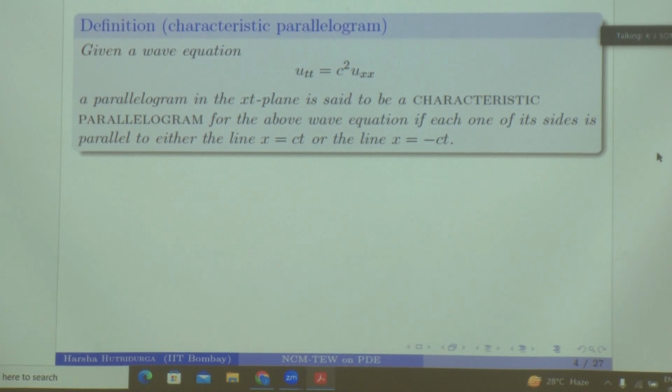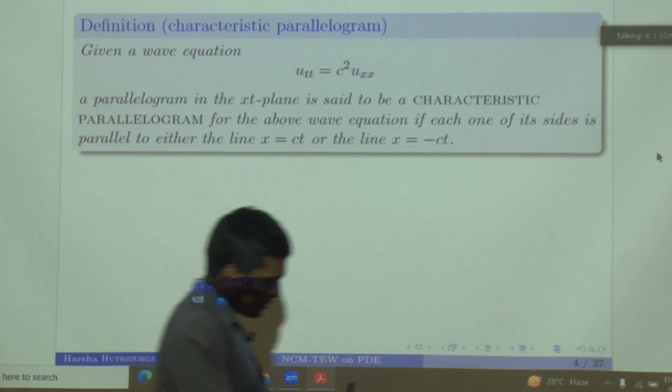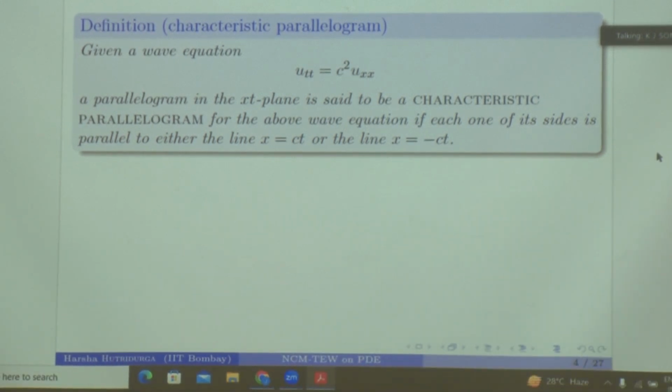Suppose this is the x is equal to ct line. It looks like c is equal to 1, but don't worry. Then you draw one more line, which is the x is equal to minus ct line. That will be, of course, perpendicular to this line. So this is x is equal to minus ct. So you got these 2 lines.